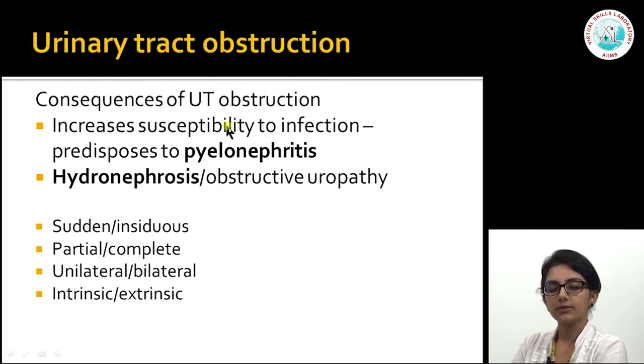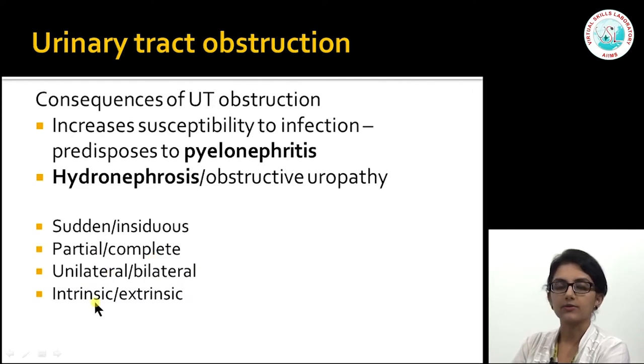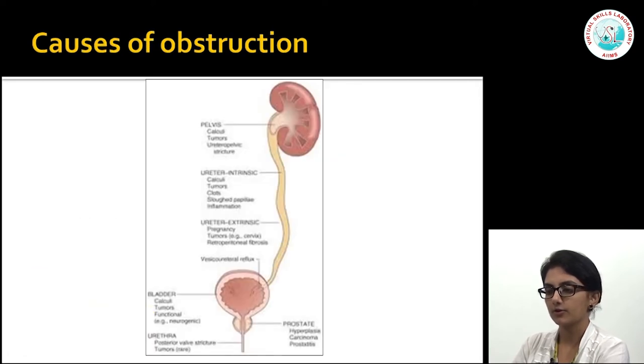Now let us look at urinary tract obstruction. And as we have already discussed, this is a very important predisposing factor to pyelonephritis as well as to obstructive uropathy or hydronephrosis. Now, obstruction in the urinary tract could be sudden or it could be insidious. It could be partial or complete, unilateral or bilateral, and due to intrinsic or extrinsic factors. So these are various ways in which we can look at obstruction.